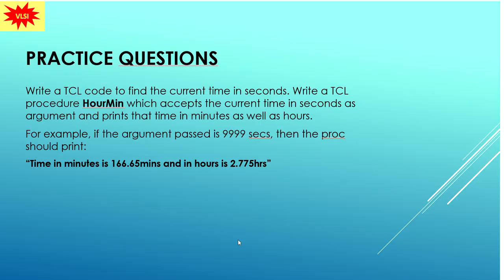So you have to write a proc. When I say write a proc, give any proc name, and then an argument has to be passed. Let's say your proc name is time converter. So I'll write time converter 120. That's it. Now your tool should be able to understand that this 120 is in seconds and it has to be converted into minutes and hours.